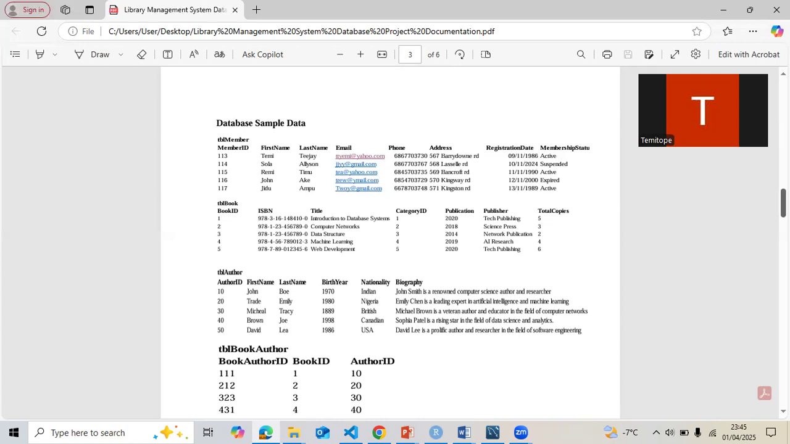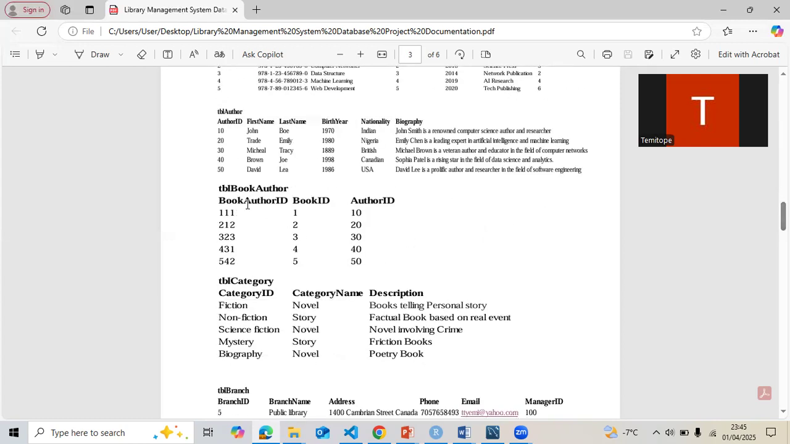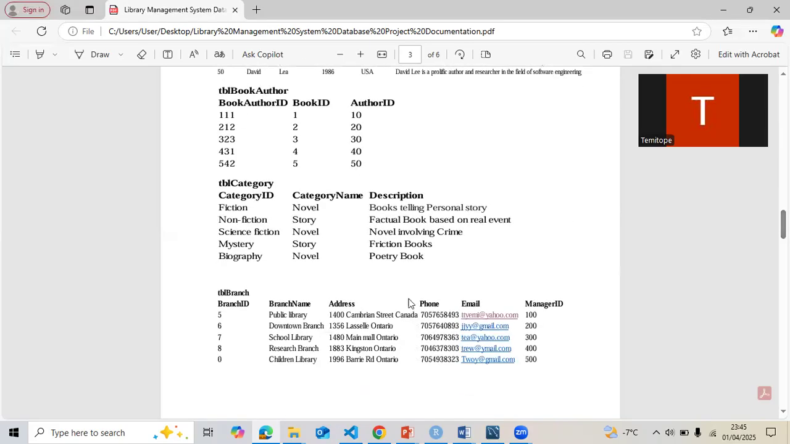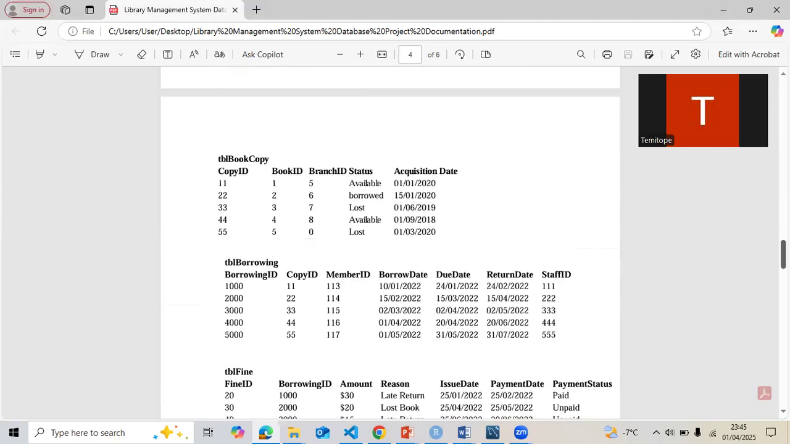We have sample data for the author table, sample data for book author, sample data for category, and sample data for branch. For all of them, I made sure that I put at least five sample data in each table. Then the book copy table, we have five data too.